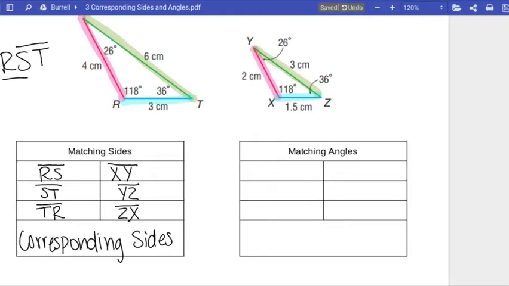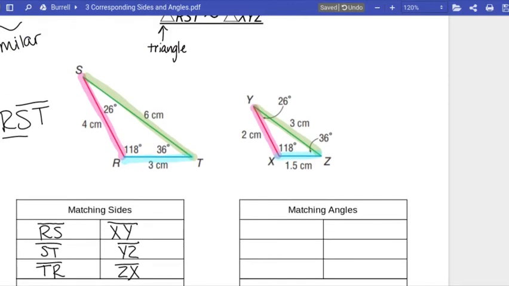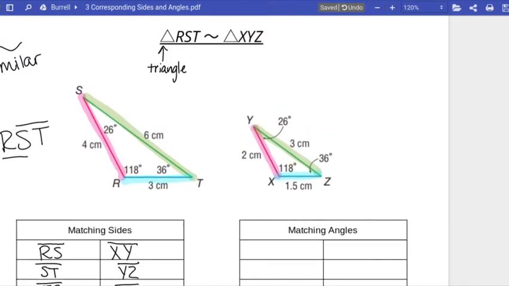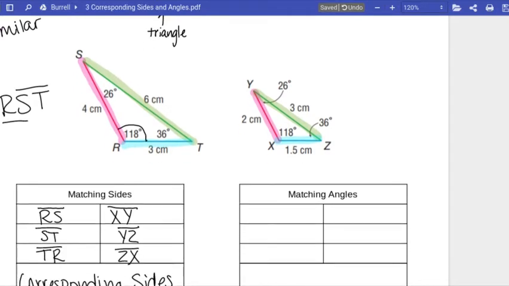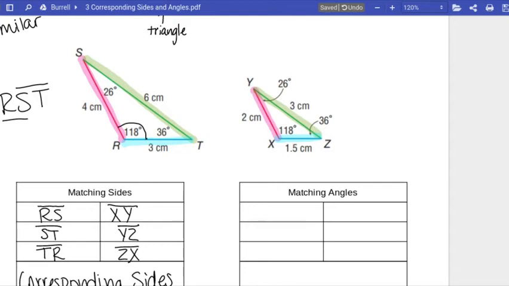Next, let's label our corresponding angles. Now again, since this was labeled triangle RST, I'm going to start with angle R. Here's angle R. I know that because the vertex is labeled R. My symbol for angle looks kind of like a less than symbol, but it's flat at the bottom, so it's also kind of like a crooked L. Looking at our other figure, I noticed that angle X is in the same spot. Also, they have the same angle measure. So angle R matches angle X.